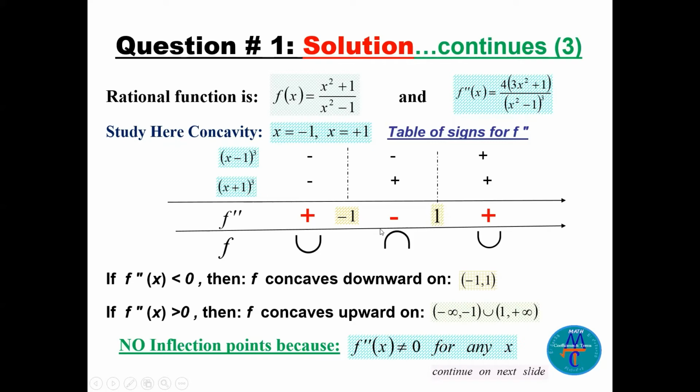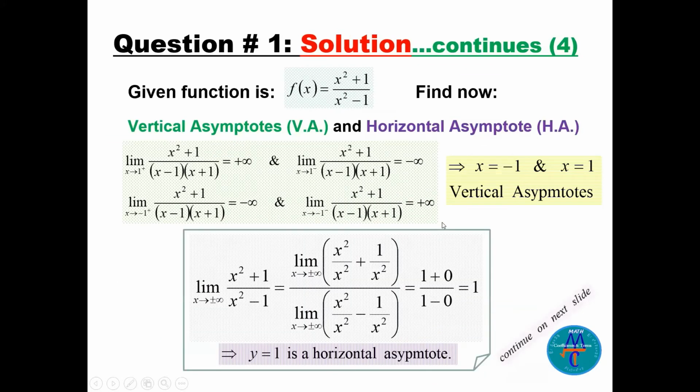We have a change in the concavity, but these numbers should be in the domain. They are not in the domain of this function. See, the domain is all real numbers except 1 and -1. They change concavity at these numbers, -1 and 1, but they are not inflection points.